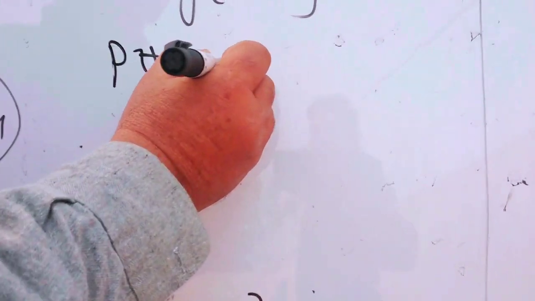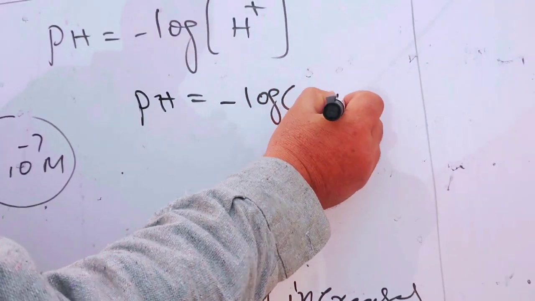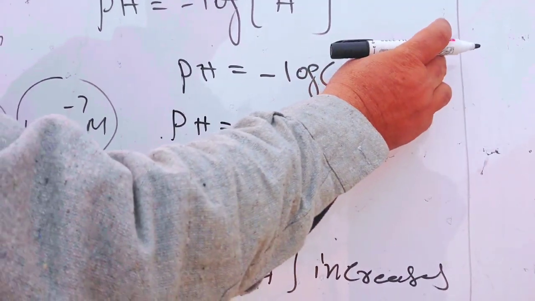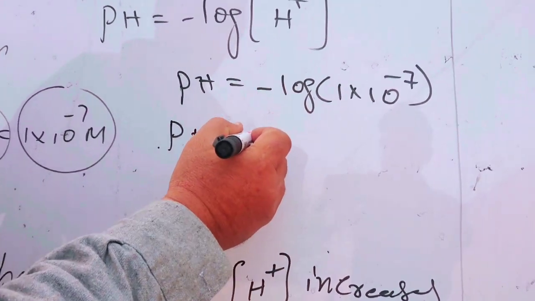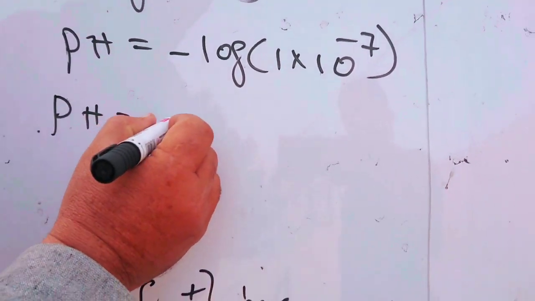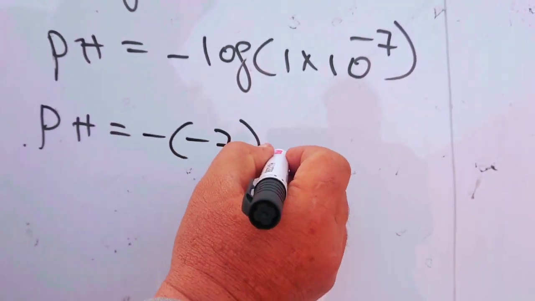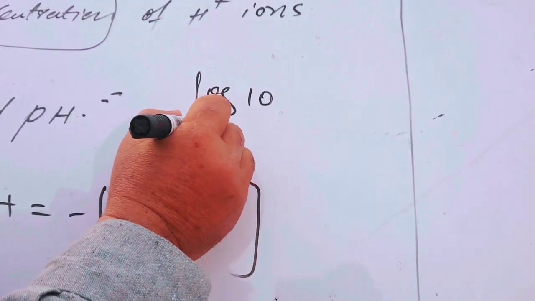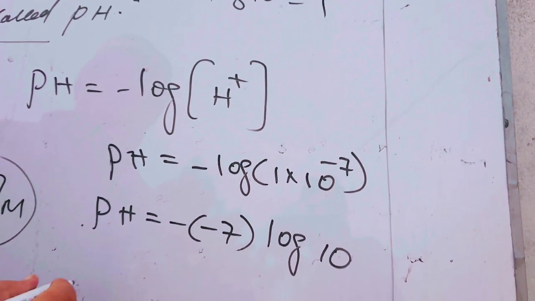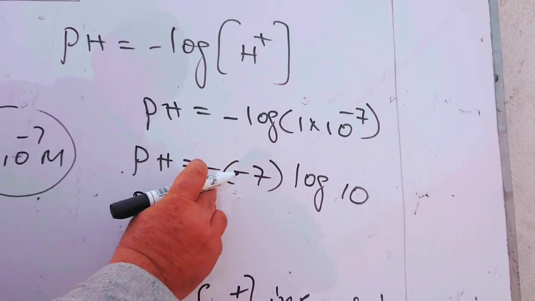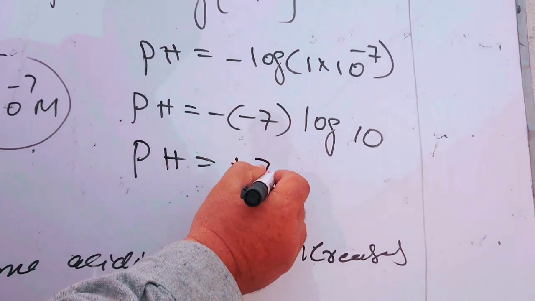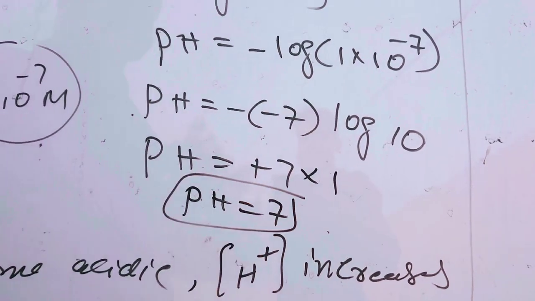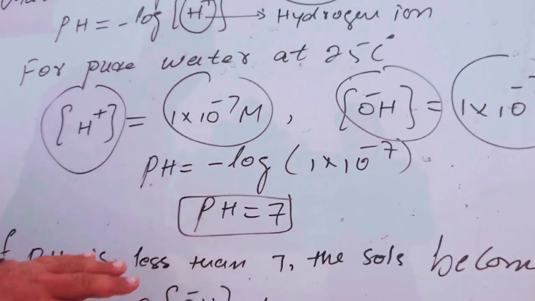pH is equal to negative log of 1 multiplied by 10 raised to the power minus 7. This power will come to the coefficient, so it becomes minus 7 log 10, and log 10 is equal to 1. So this negative will become positive, and this will become minus. So pH is equal to 7. The pH of pure water is just equal to 7.